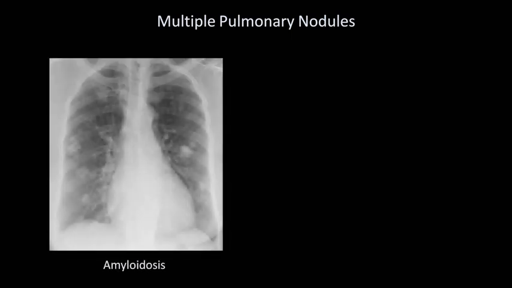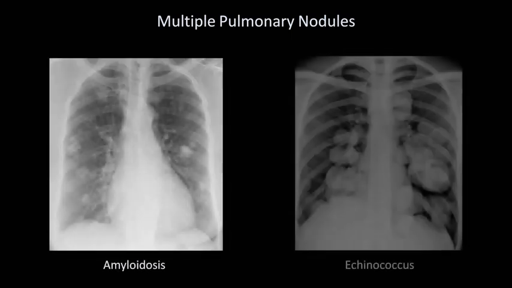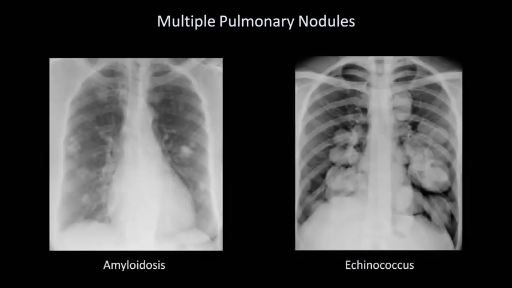And here are some rarer causes, amyloidosis on the left and Echinococcus on the right. In the right film, that specific morphology of the nodules in which they are unusually large, very circular, and have overlapping appearances are sometimes called cannonball nodules.